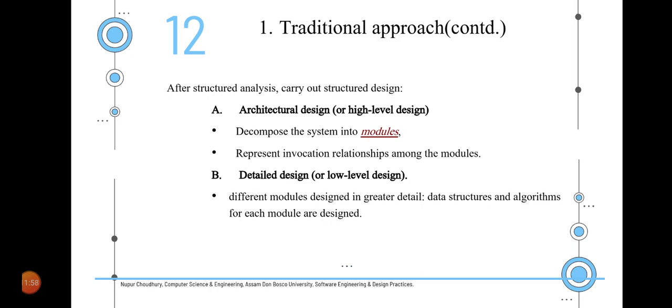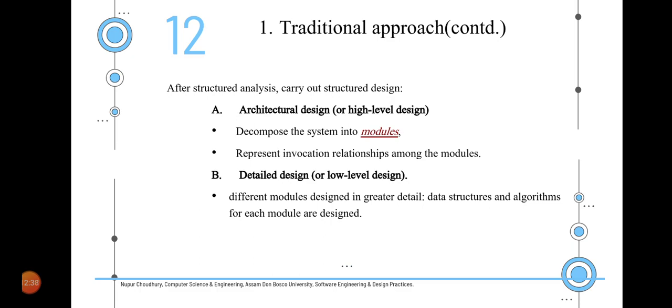After the structured analysis, the next step is to carry out the structured design. Now structured design again has two major activities involved, which are the architectural design or the high level design, and the detailed design or the low level design. In high level design, the entire system is divided into modules and we represent the invocation relationships among the modules. That means which module is dependent upon which module, or which module is a sub module of the parent module, etc.